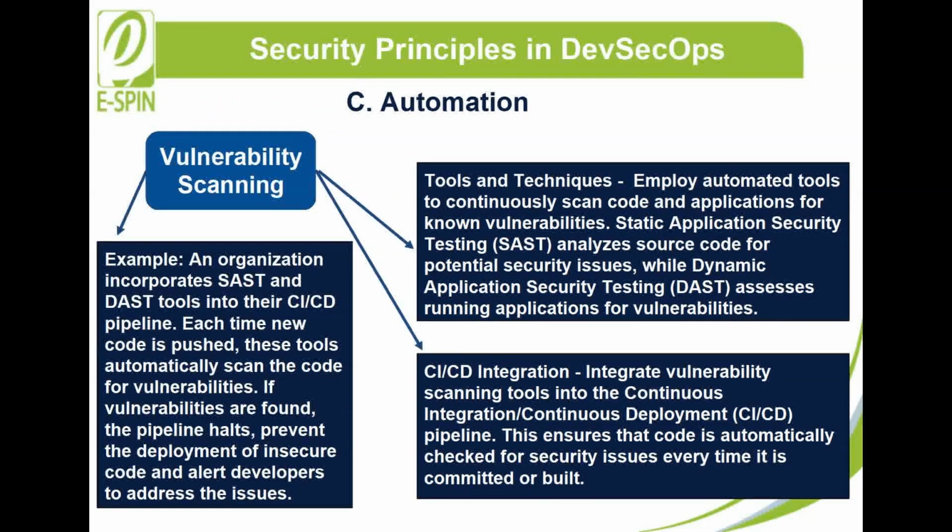Example: an organization incorporates SAST and DAST tools into their CI/CD pipeline. Each time new code is pushed, these tools automatically scan the code for vulnerabilities. If vulnerabilities are found, the pipeline halts, prevents the deployment of insecure code, and alerts developers to address the issues.